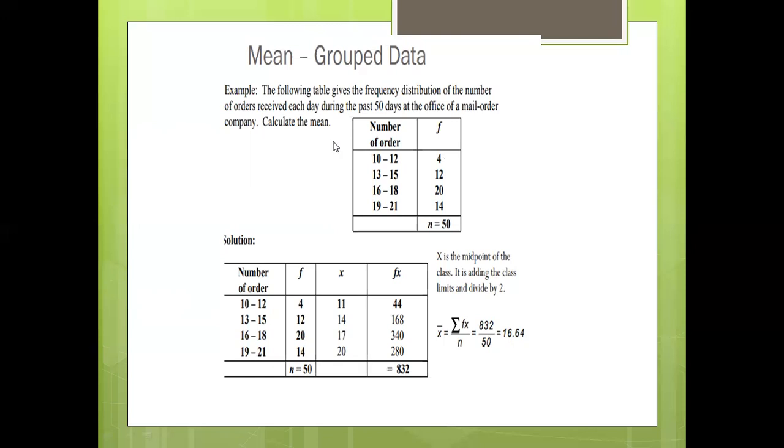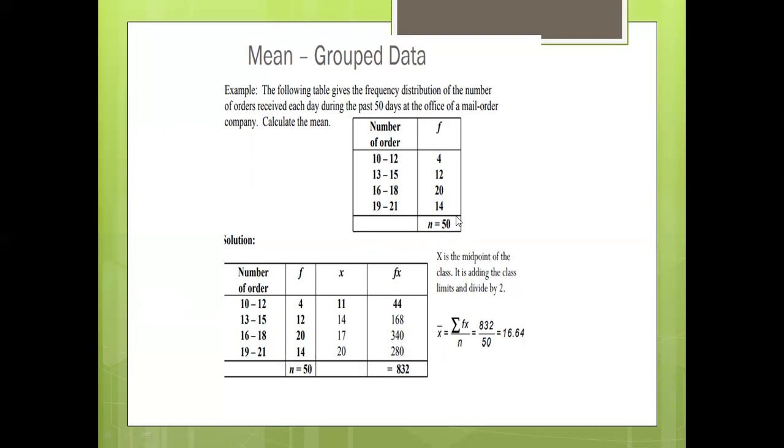Here is an example. The following table gives the frequency distribution of the number of orders received each day during the past 50 days at the office of a mail order company. Calculate the mean. Here we can see the number of orders is 10 to 12, 13 to 15, 16 to 18, 19 to 21, and frequency is 4, 12, 20, 14. What is n here? Addition of frequencies, 4 plus 12 plus 20 plus 14, that is n is equal to 50.